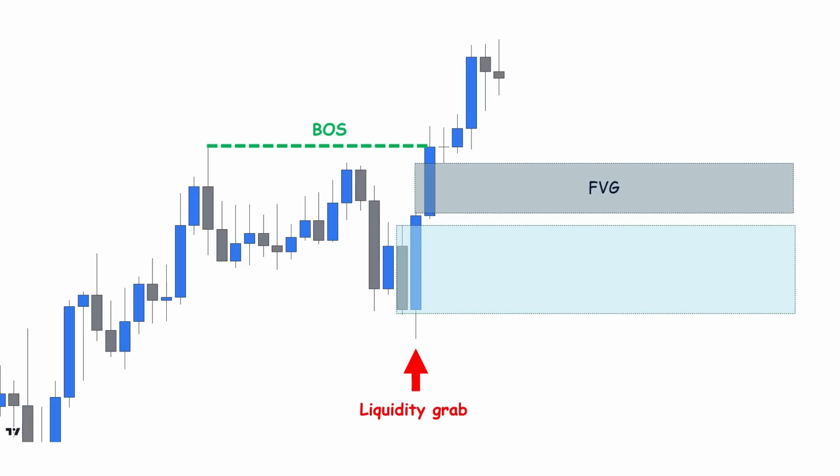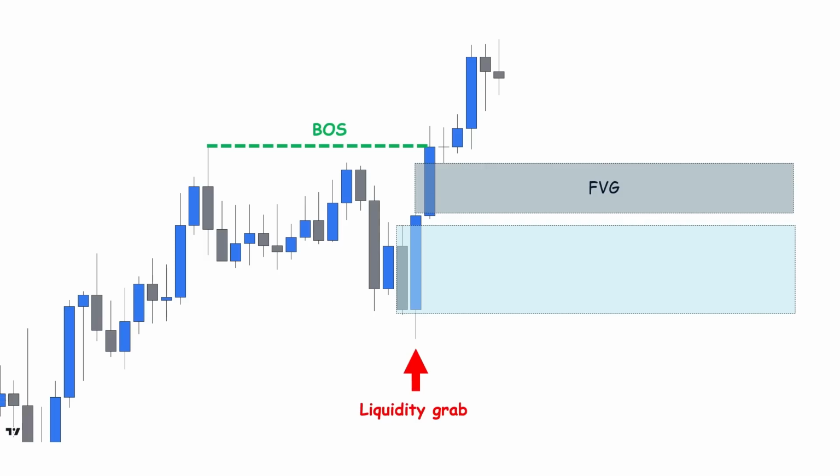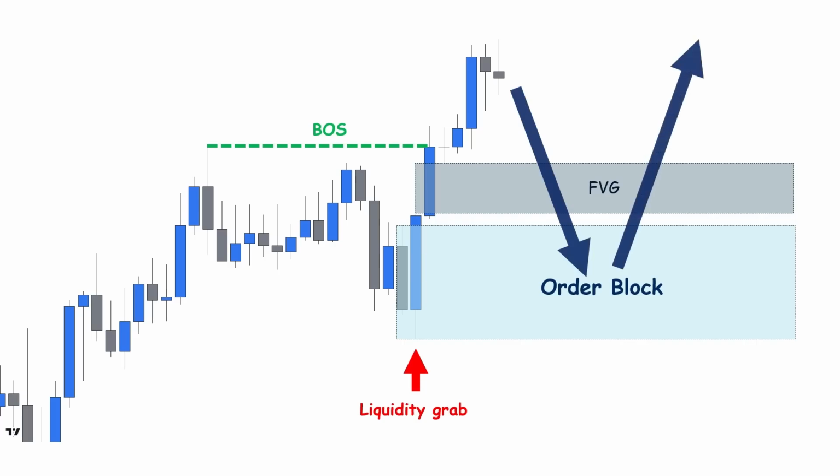Here comes a question. Where is the safest place to set our stop loss if we place a buy limit at this order block? It is below this wick where the movement has started. So we will add this area to our order block zone as well. Then, we wait for a correction and get into positions when the trading opportunities arise.